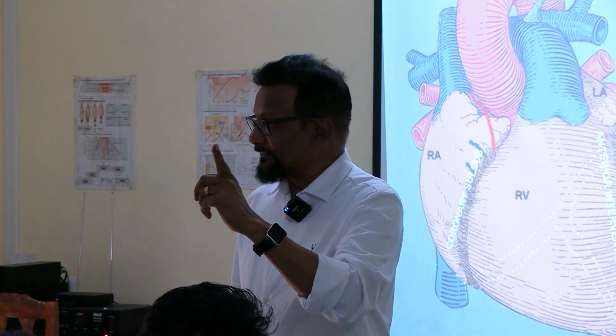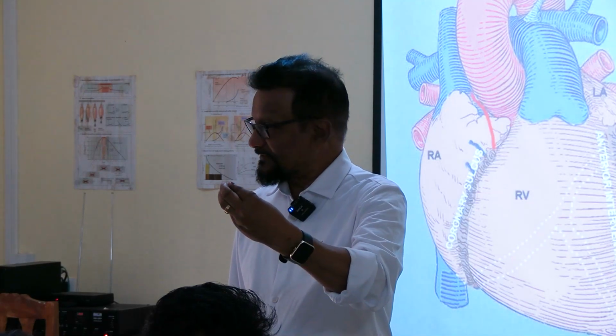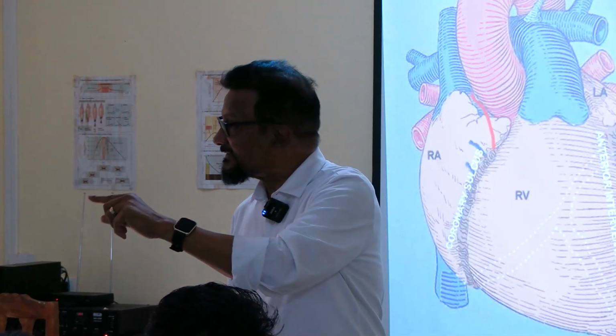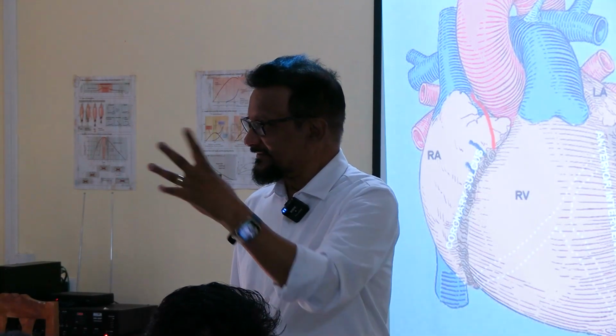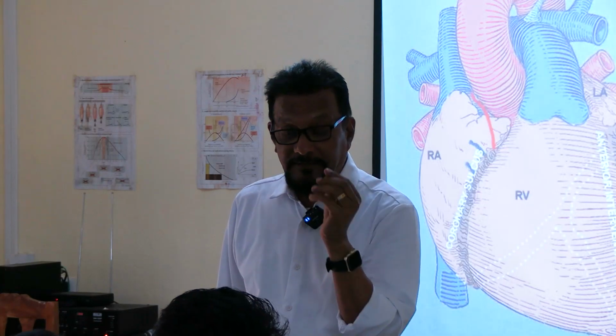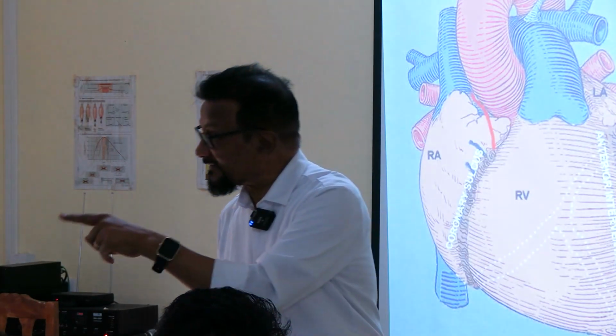The SA node produces nerve impulses, cardiac impulses, not continuously but rhythmically. One impulse, another impulse, another impulse. This way it's going on. Suddenly you became excited, then your heart is also excited. So impulse, impulse, impulse, faster.